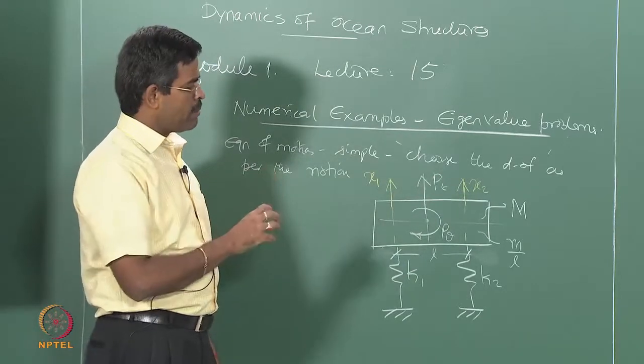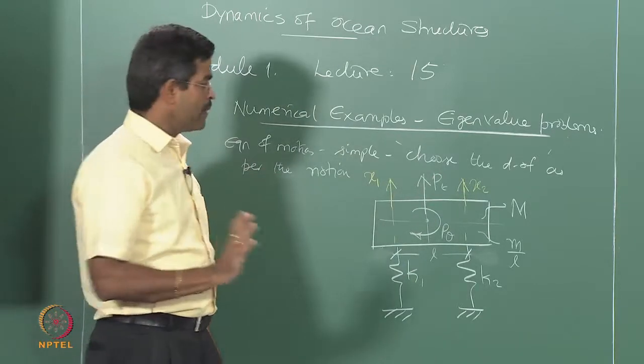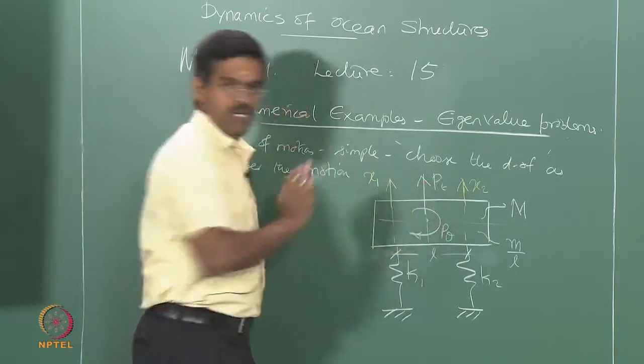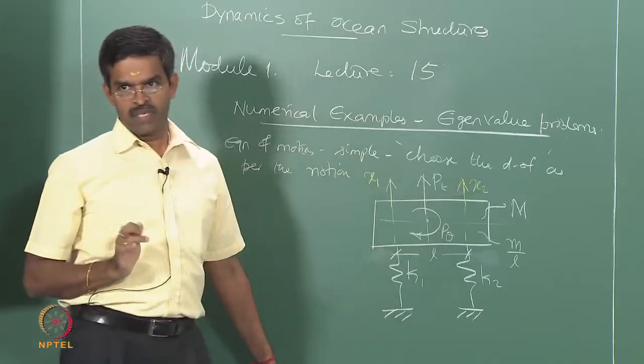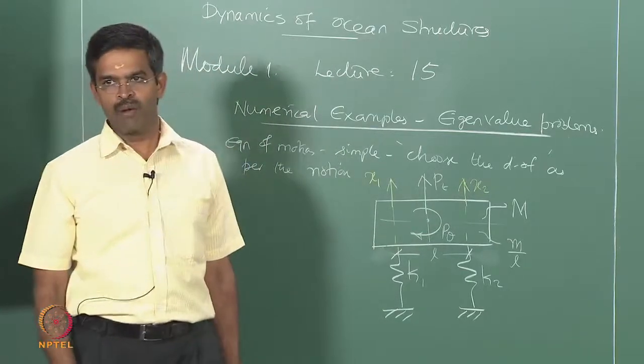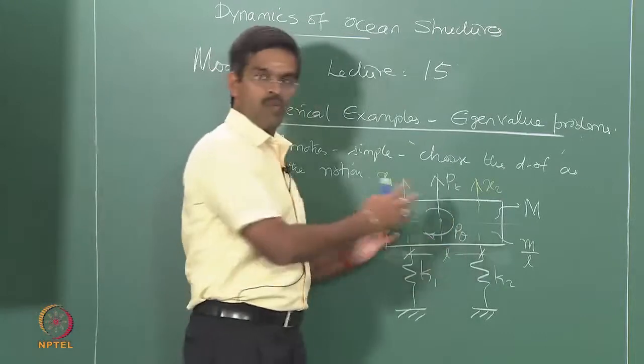But in this particular example, I deliberately violated this norm, saying that my forces will be applied at the CG, where the degrees of freedom are not measured at CG. Deliberately a violation. Let us see what happens to this problem. If you have a problem of this nature, how will you solve?